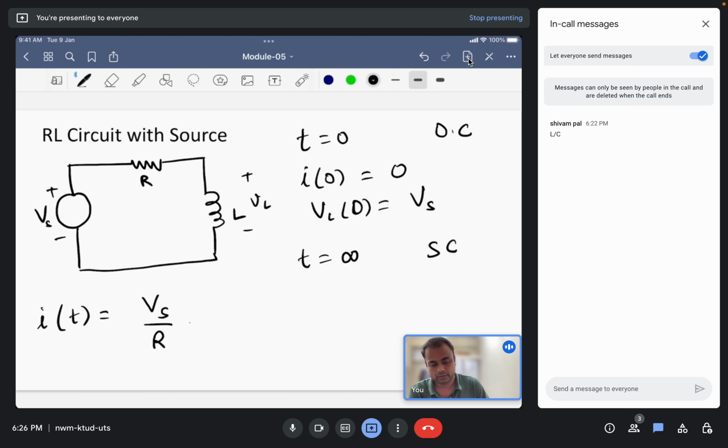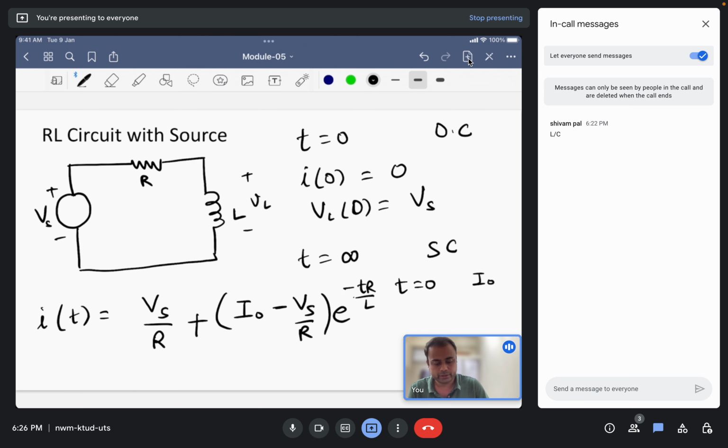And for the component of the inductor we can write, since there is an inductor associated here, suppose the inductor initially has some current I naught. Let us say I naught is the current at t equals 0 for an inductor with some certain charge. In that case, it will be I naught minus Vs by R, multiplied by e to the power minus t by tau, where tau is L by R.